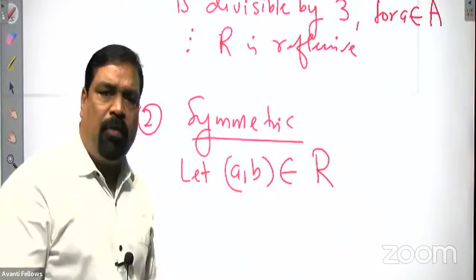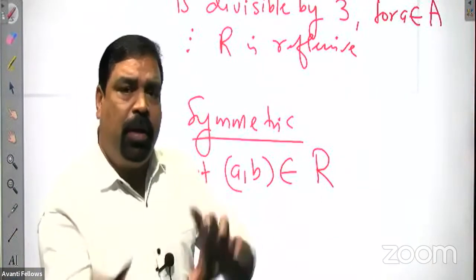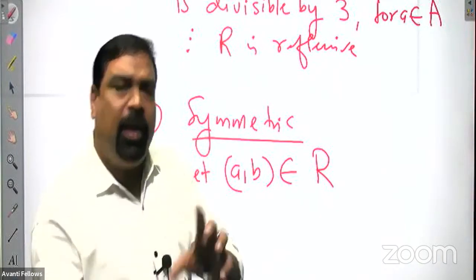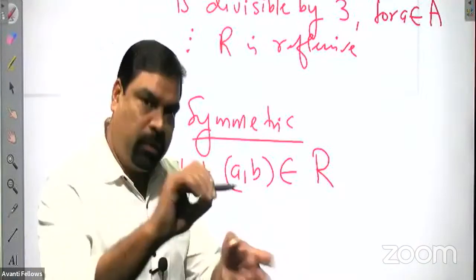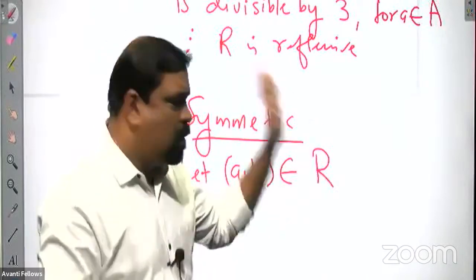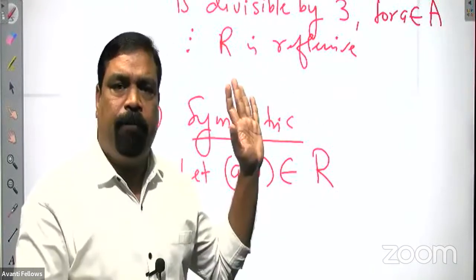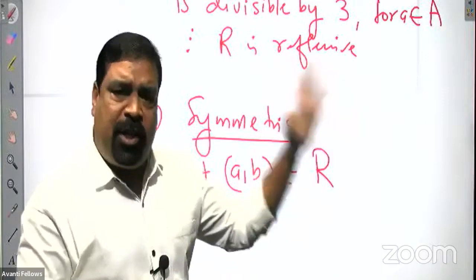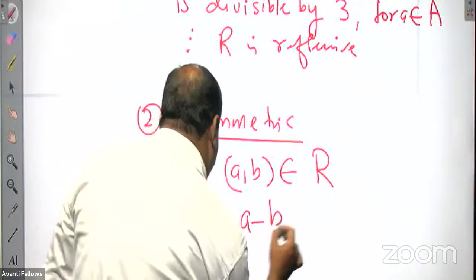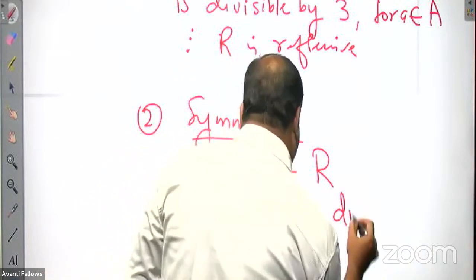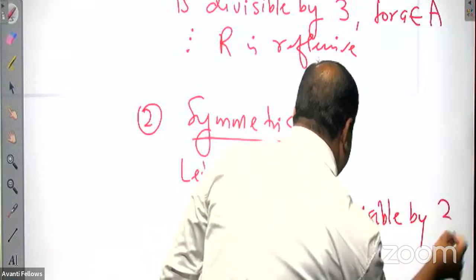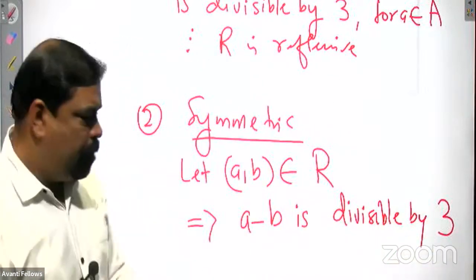Symmetric relation. What we have to prove is that if AB is there, then BA is also there. So we start with AB belongs to R. Suppose AB is in the relation. So if AB is in the relation, the definition says A minus B is divisible by 3. This is our given relation.